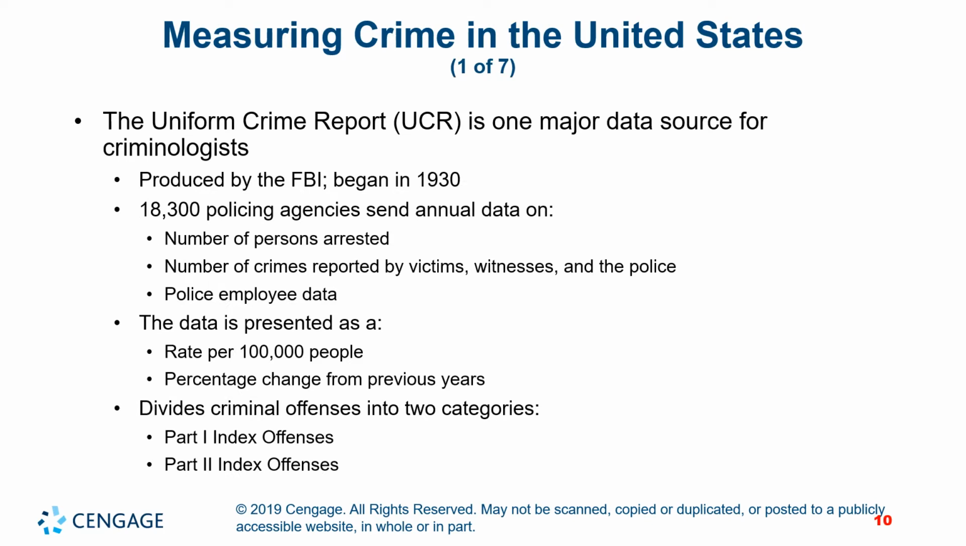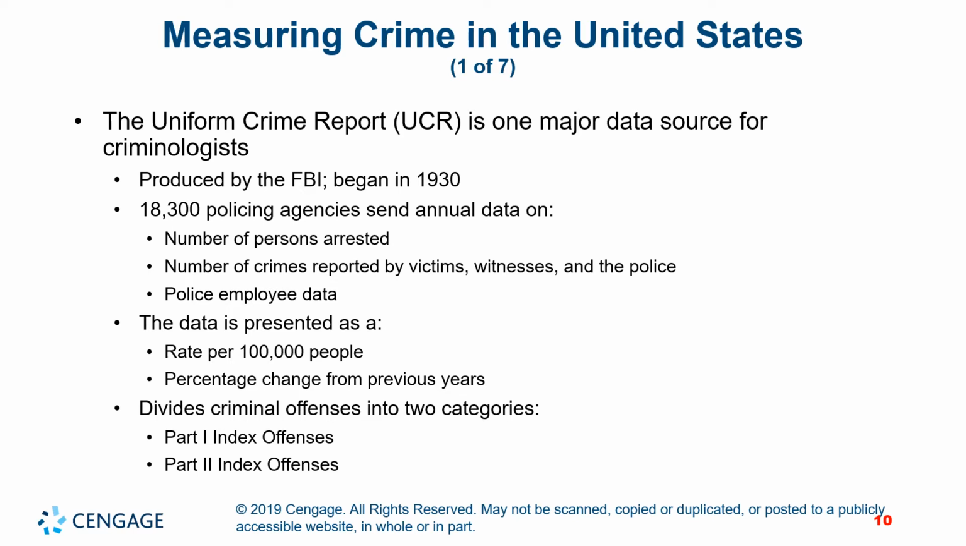Now let's go into measuring crime in the United States. The Uniform Crime Report, or UCR, has been released each year since its inception in 1930 as an attempt to measure the overall crime rate in the United States. The UCR is produced by the Federal Bureau of Investigation, or FBI. This was started under Herbert Hoover.